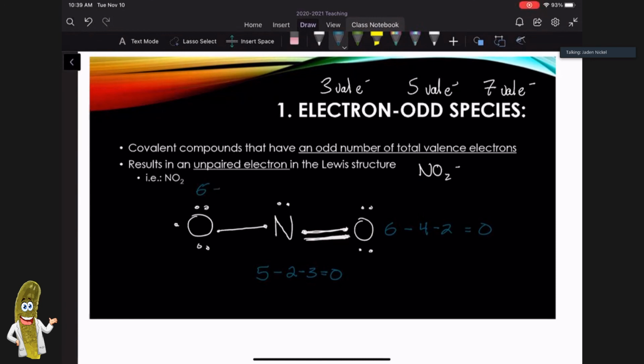Or sorry, 6 is the valence electron number that it has. There's 5 dots and 1 bond. Also 0. Things are looking great. As far as I know, based on formal charge, this is the correct structure. However, there is a problem.